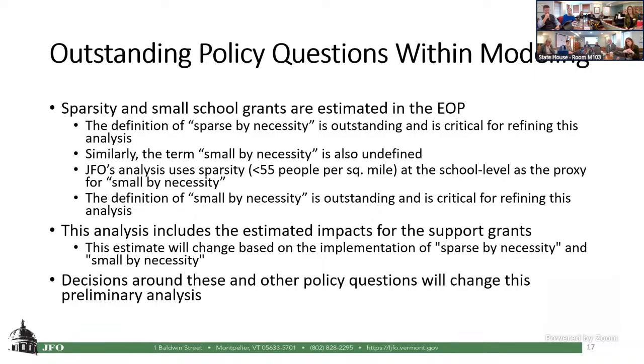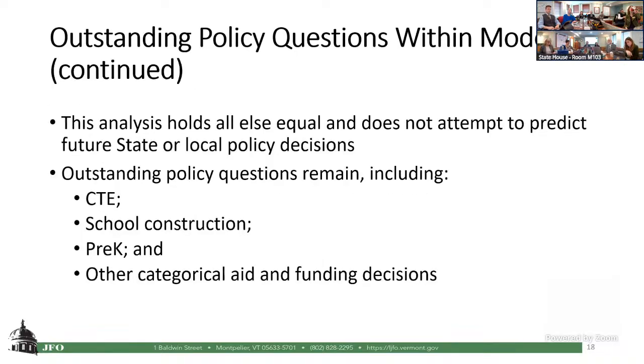A different definition of small by necessity will be important for refining this analysis. And also the decisions around other policy questions, which we have on the next slide, are important for this as well. So assuming that all else policy-wise is held equal, and we're not attempting to predict any changes at the state or local policy level, some of the big items that are outstanding for policy decisions are CTE, pre-K, school construction, and other categorical aid or funding decisions.